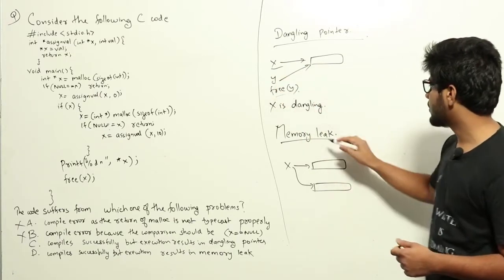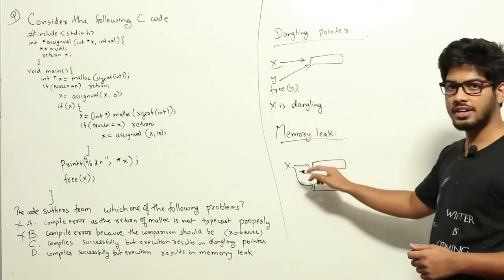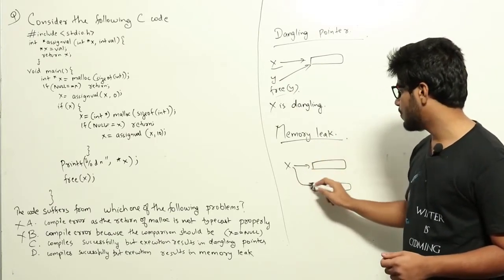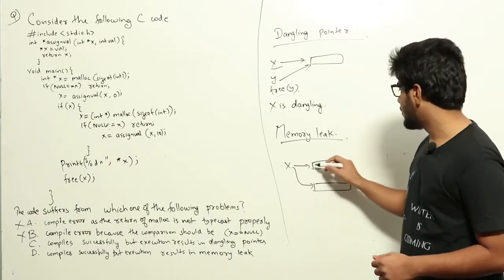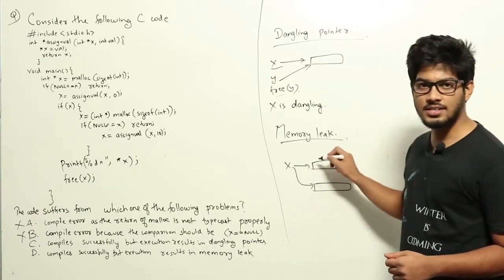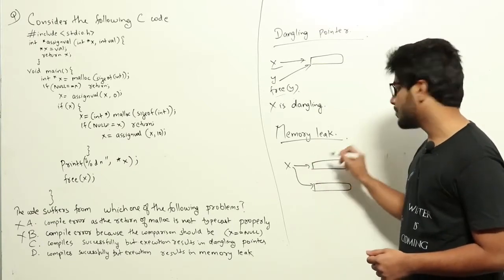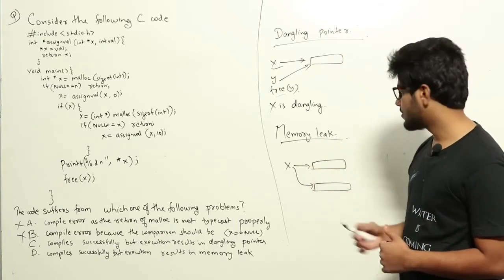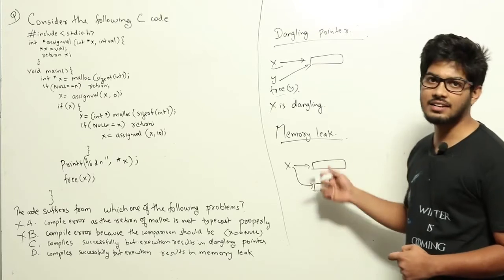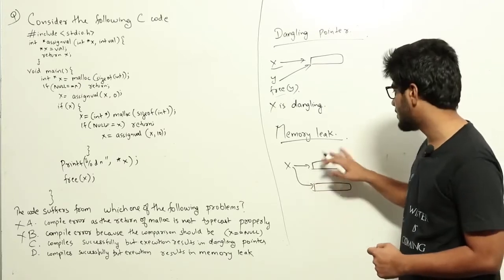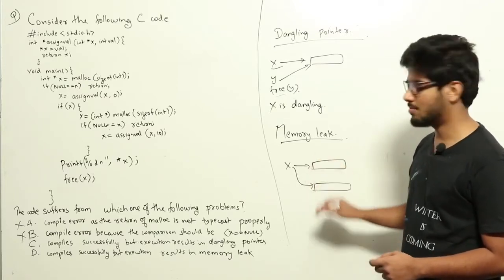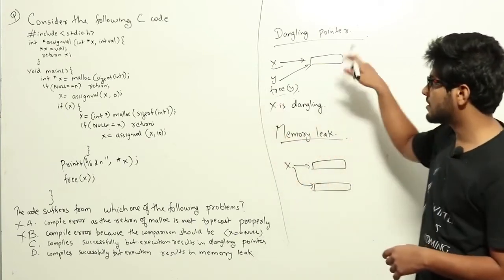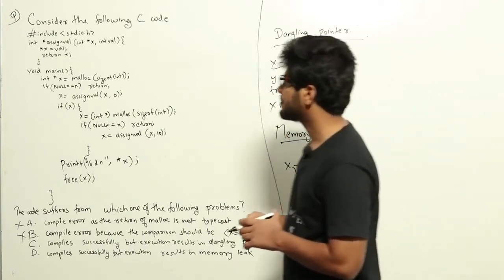This is a dangling pointer. Now coming to memory leak, suppose we have a pointer X which points to a memory location and then we change this pointer to point to a different memory location. Now we have this particular memory location assigned to our program, but there is nothing pointing to this location, so there is no way of accessing this memory location. So this memory is leaked out from our program. We can't access this memory anymore, but it is assigned to the program. This is called a memory leak. Now let's go through the program and see which of these two the program will cause.